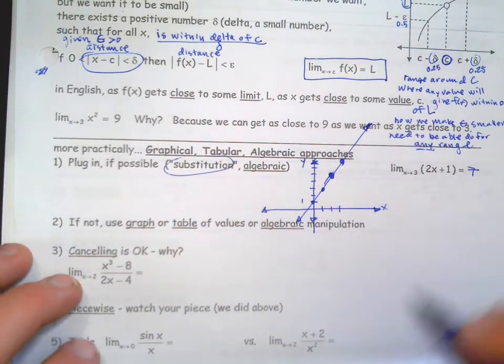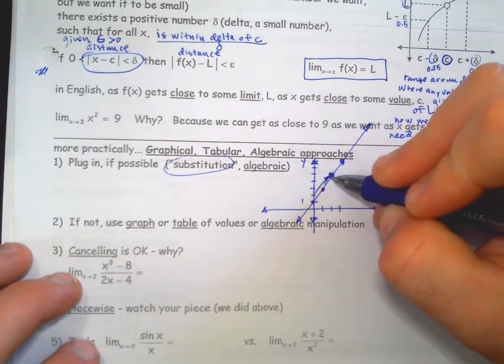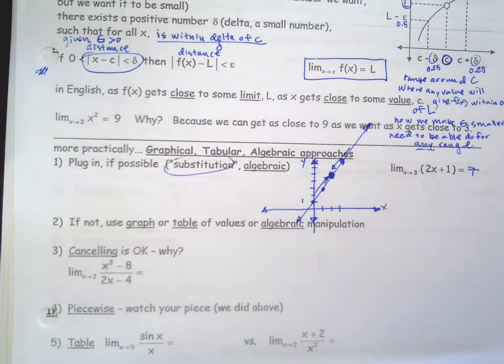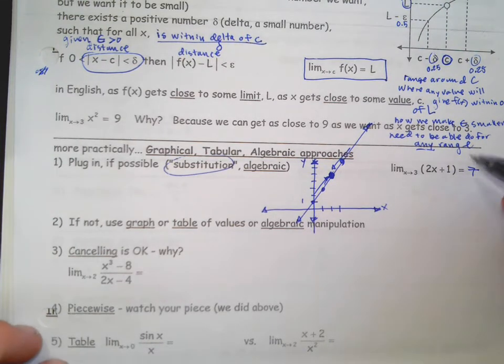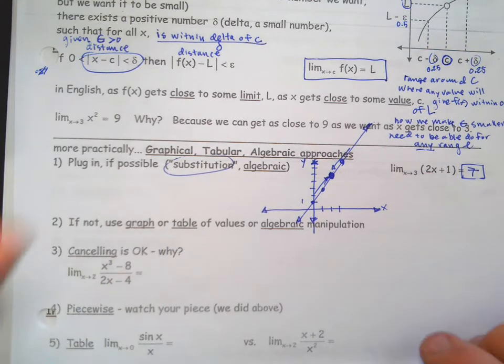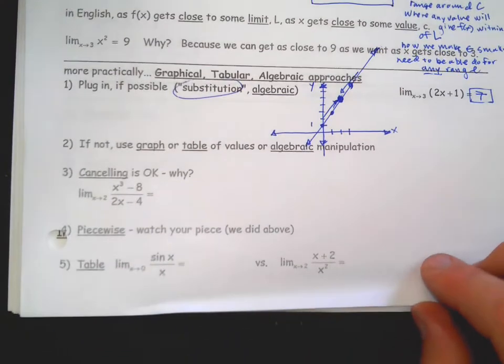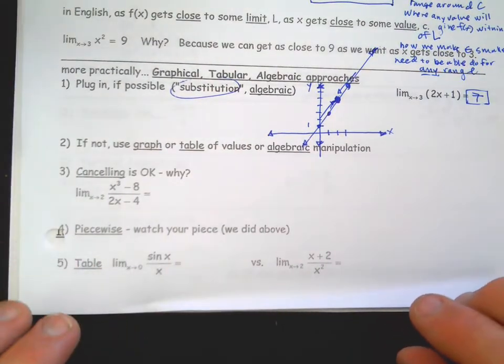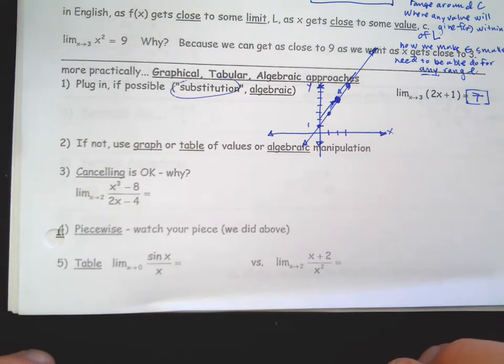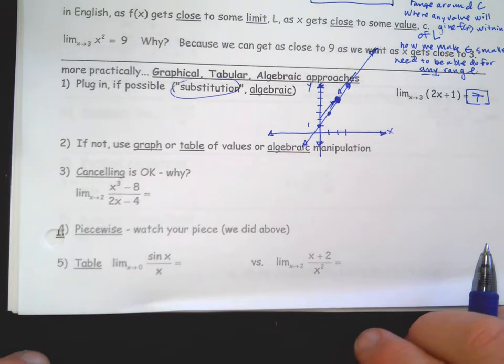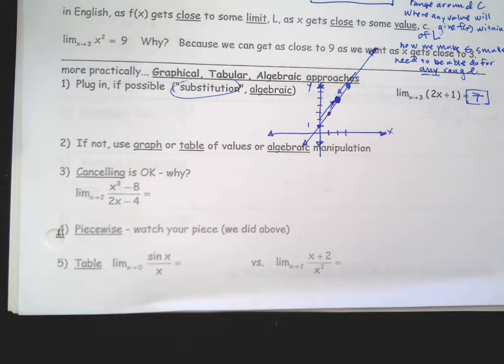From the left side, we're approaching the value, and from the right side, we're approaching the value. And sure, it's just whatever the value of the function is. So if it's a continuous graph, you can simply plug the value in and substitute it. But it's usually going to be more complicated than that. If it's not a continuous graph, or that doesn't work, we could use a graph or a table or some other technique.